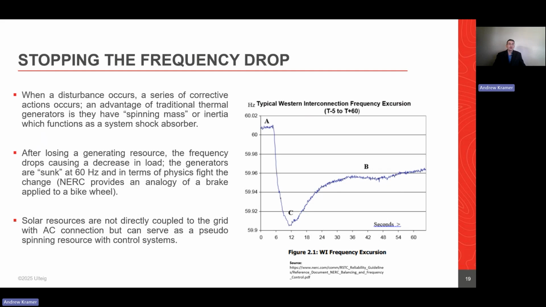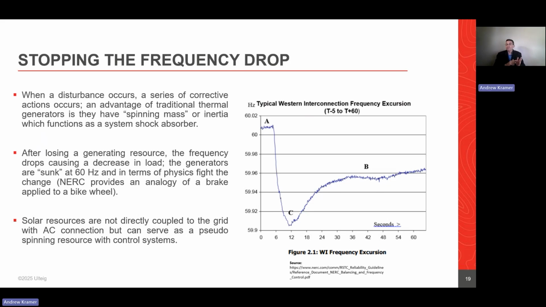An advantage of traditional thermal generators is they, quote unquote, have spinning mass or inertia, which functions as a system shock absorber. As I say, inertia is spinning mass, you can think of. They don't like it when they notice speed drops. Again, just from Newton's laws, they tend to fight these changes. That's part of the value from them. I like the analogy NERC provides of a spinning bike wheel, where there's a bike wheel that's spinning really fast, and you take your hand and press it against it. The bike wheel tries to fight that change. That's a perfect analogy for what these spinning masses do.